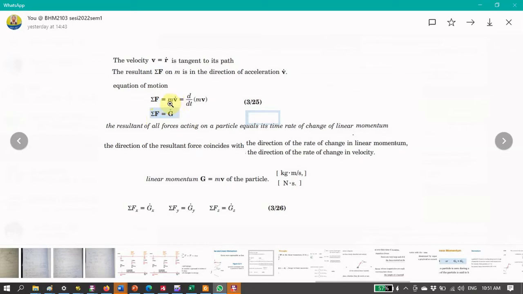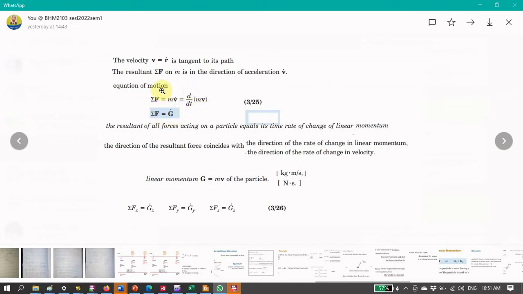As you can see, equation 3.25 does not directly relate to the summation of force. The time rate of the linear momentum gives us the value of accelerations, right? When we differentiate the velocity with time, we find that the summation of force is a function of linear momentum.